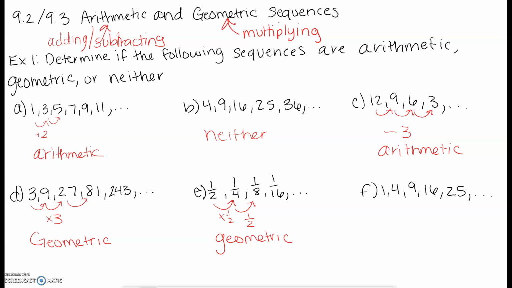And then here, if we remember from previous, we saw that this is the n squared. So that's not multiplying or adding or subtracting, so this is neither. It is a sequence, so just because these two here, this one and this one, are neither, doesn't mean that they're not sequences, it just means they're not arithmetic or geometric.